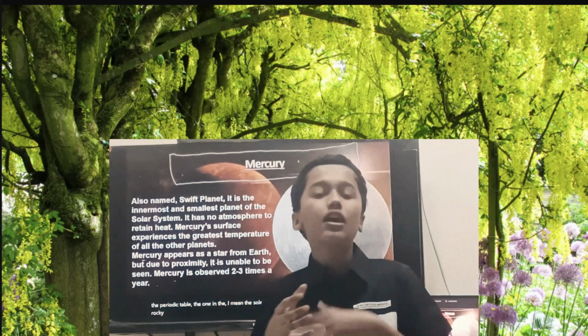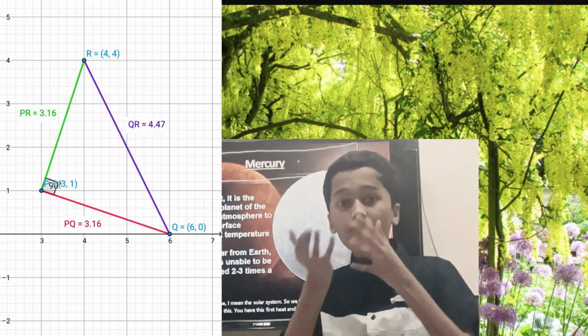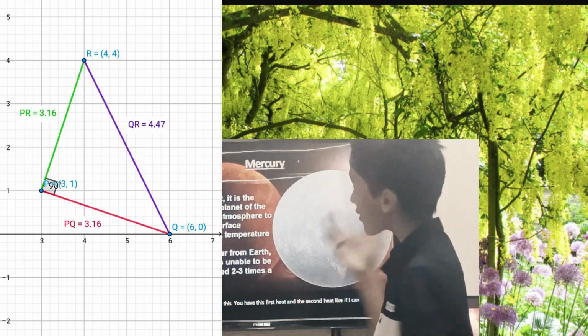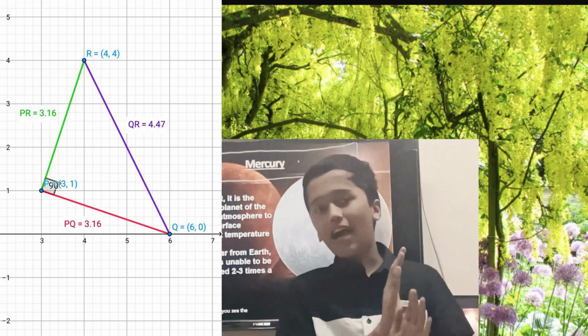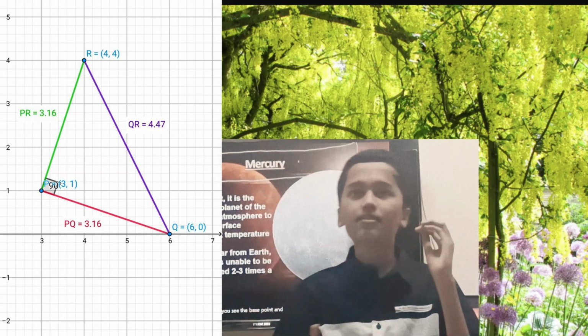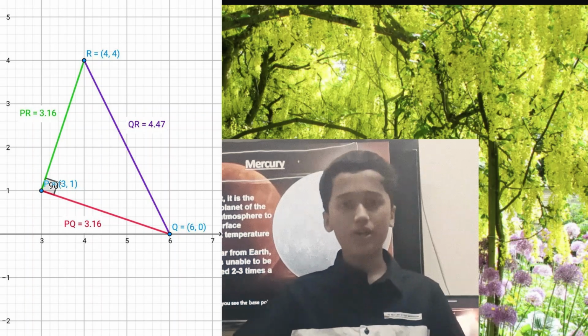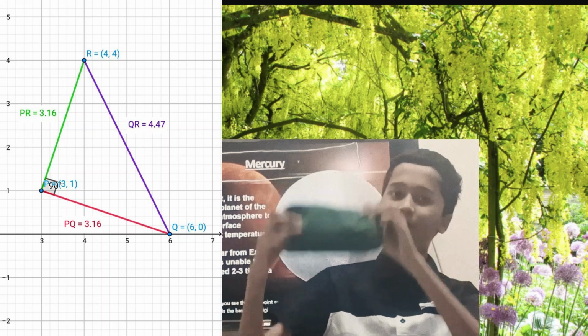It's like you have this first heat and the second heat. If I can infer from this graph, it is split. And now in this graph you see the base point, the hypotenuse and the height. What I'm trying to explain over here is that this is the base point. For example, this is the base point.